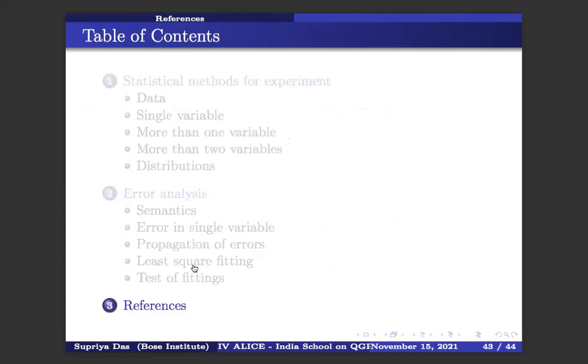So I am left with 2 other subtopics here. Today I have discussed the definitions of error, accuracy, and precision, how we can measure the error and uncertainty in a single variable, and how you propagate this for more than one variable. In the next class, I'll try to discuss fitting and how you test whether your fitting is good or bad. That's it.